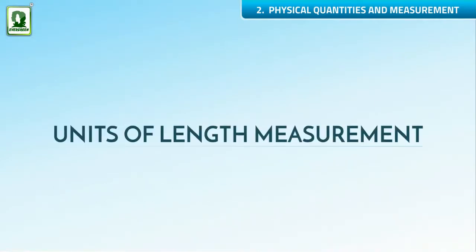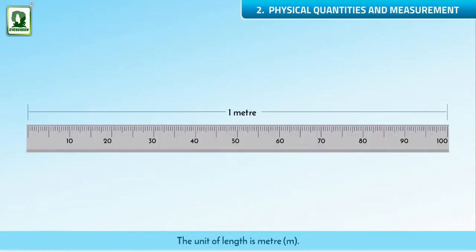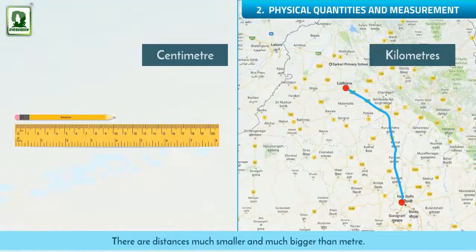Unit of length, measurement. The unit of length is meter, m. There are distances much smaller and much bigger than a meter. Thus, smaller and bigger units are also used.